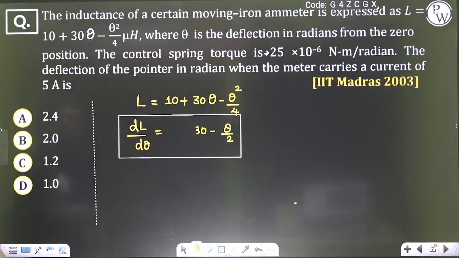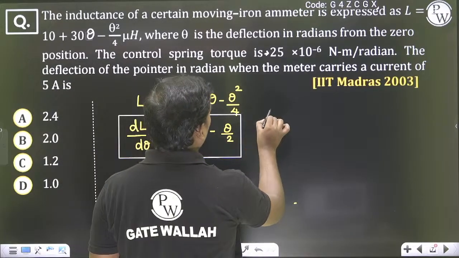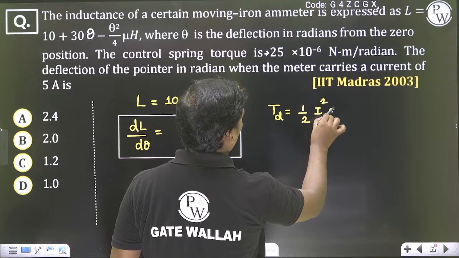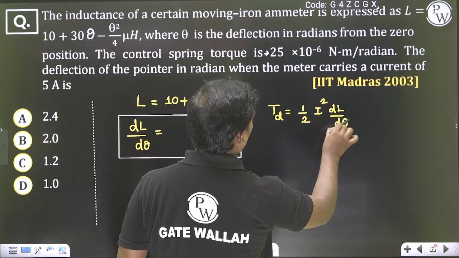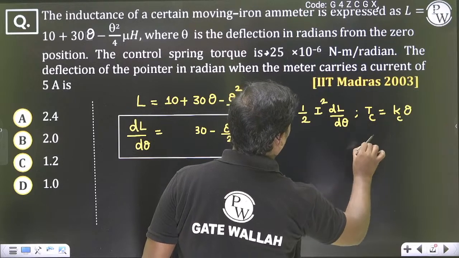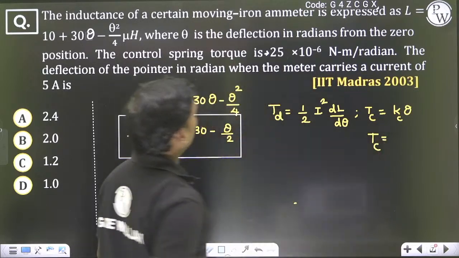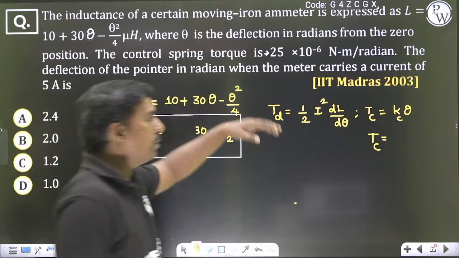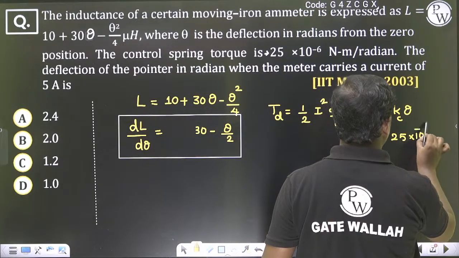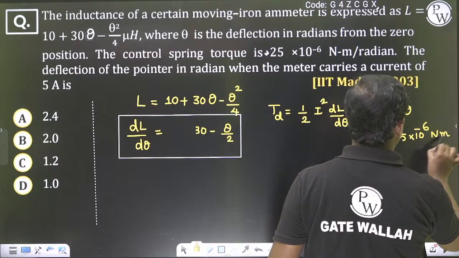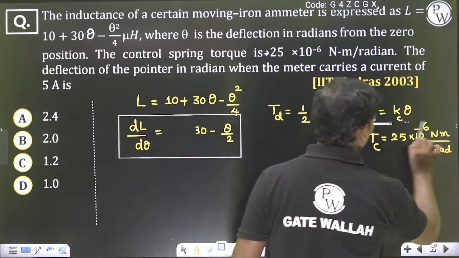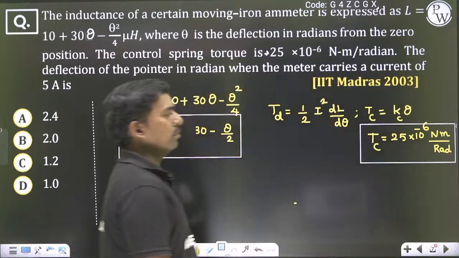From this, the deflection torque we can calculate. Deflection torque is equal to 1 by 2 I square dL by d theta, and the controlling torque is Kc theta. This controlling torque is given as 25 into 10 power minus 6 Newton meter per radian. So this is the controlling torque.